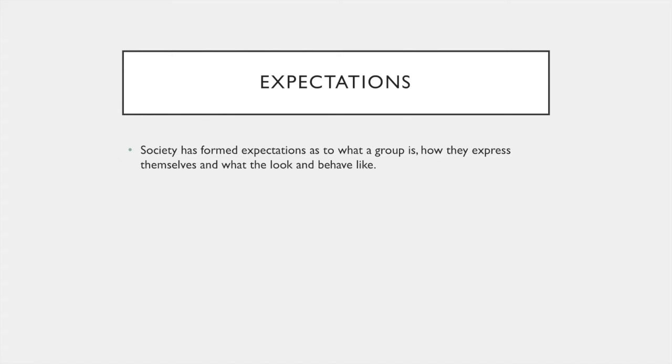Expectations. Society has formed expectations as to what a group is, how they express themselves, and what they look and behave like. A common stereotype is that people who listen to metal music dress in all black, have multiple piercings, and wear combat boots. Media and other societal pressures help form these stereotypes and expectations based upon object communication, meaning that people, based upon what they look like, are expected to act a specific way or be a specific way.